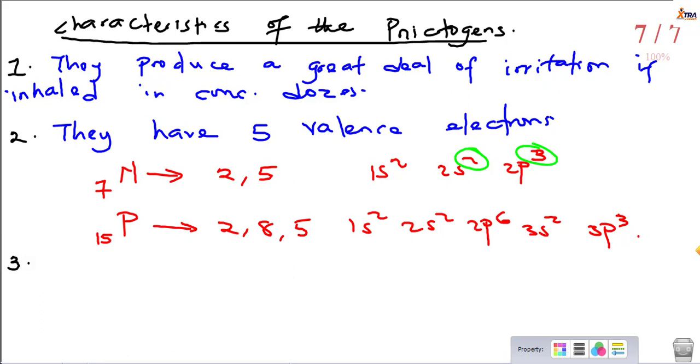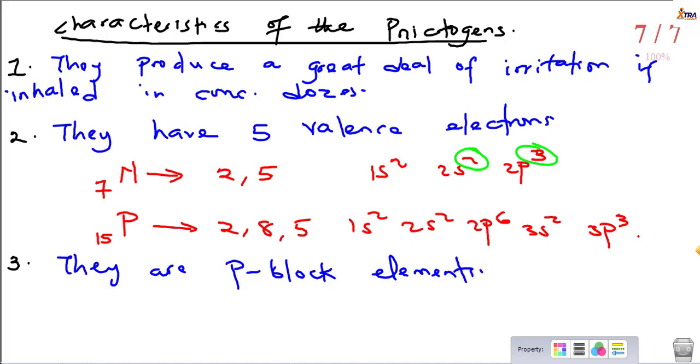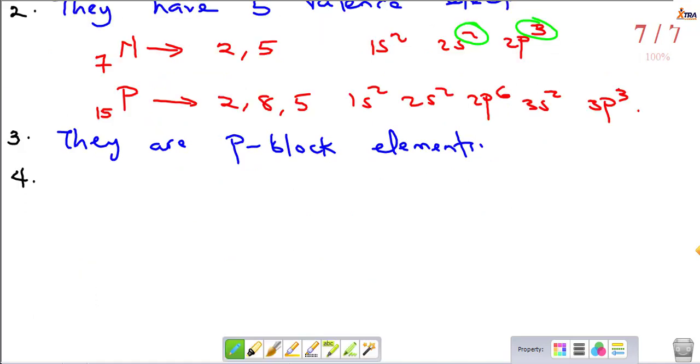Now what can we say about the block of these elements? They are p-block elements. And that is because their final electrons are located on the p orbital, right? Okay. Then what other points do we have here? Okay, so let's generalize. Which of them are non-metals, sorry? We said nitrogen and phosphorus.